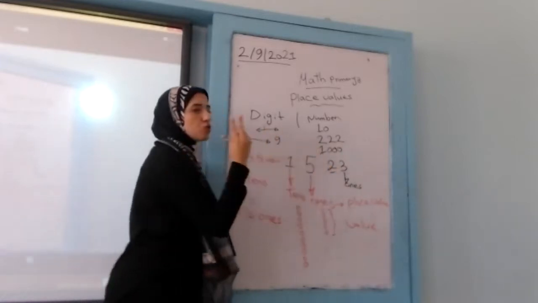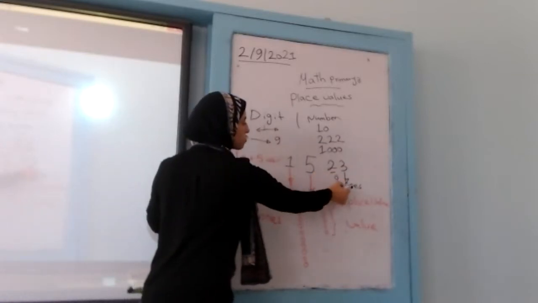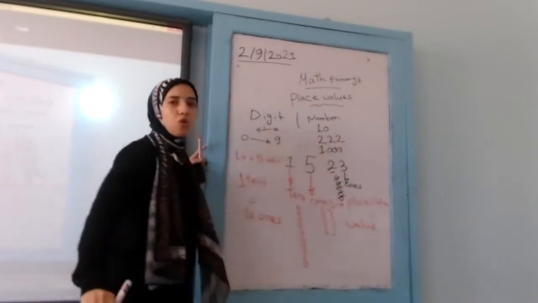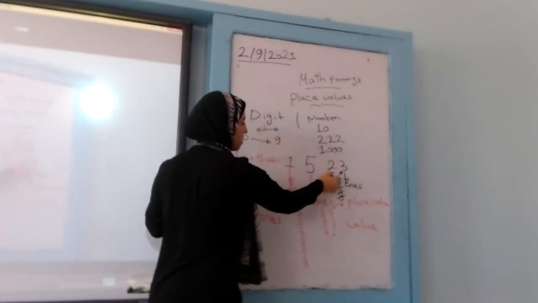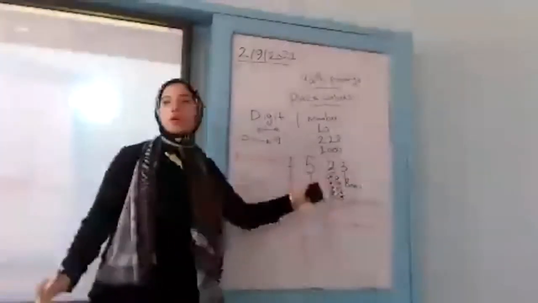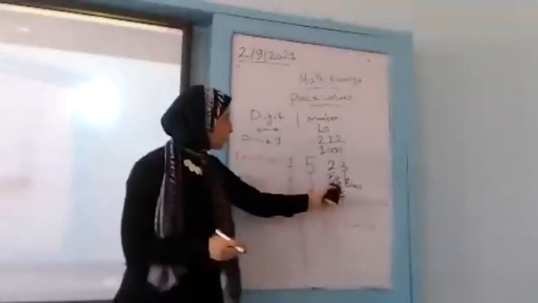But I have 2 tens. I have 2 blocks of tens. 1, 2, 3, 4, 5. 1, 2, 3, 4, 5. So I made 1 ten. So I have 2 blocks of tens, the value of 2.